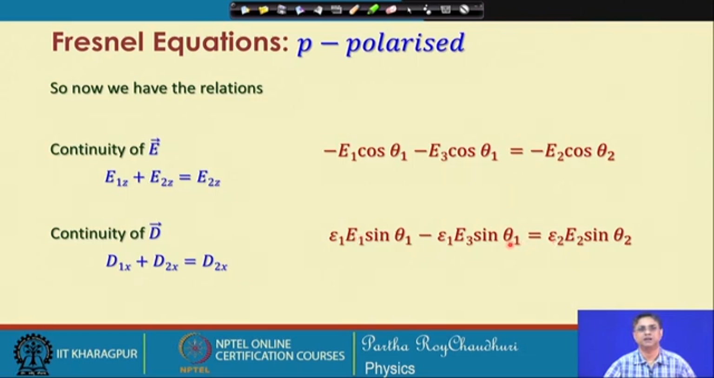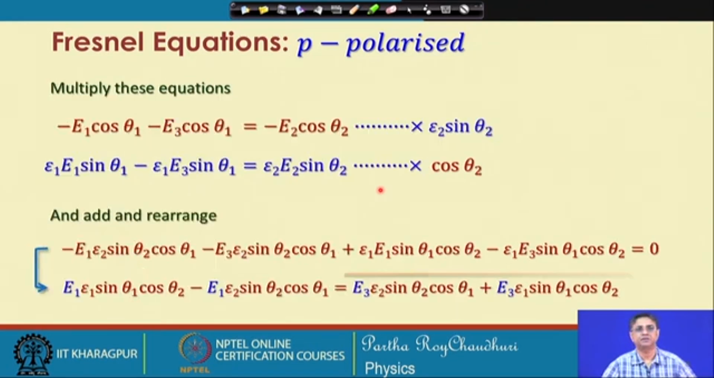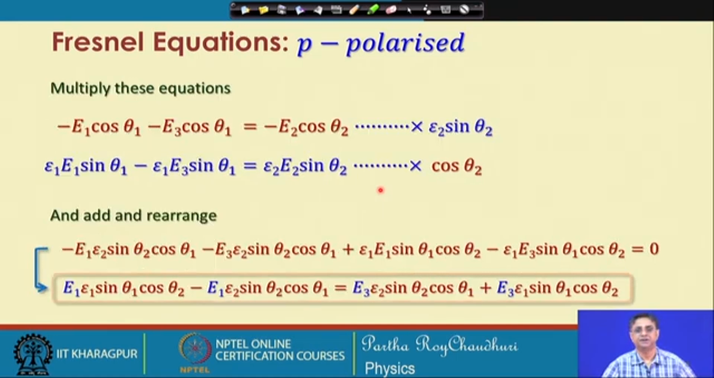Now, we will do some algebraic manipulation with these two equations, and we will see how the electric field components are connected with the incident field to the refracted field, and the incident field to the reflected field. Now, I have these two equations. To do this algebra, let us first multiply the first equation with epsilon 2 sin theta 2, and the second equation we multiply with cosine theta 2.